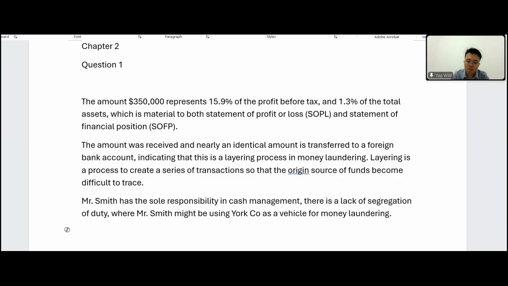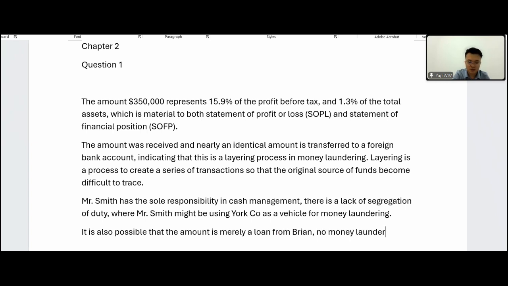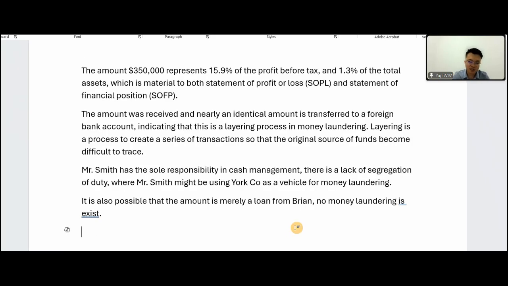Now, of course, this could be a genuine transaction as well. Maybe it is really a loan. Yeah, it is also possible that the amount is merely a loan from Brian. So no money laundering exists. Okay, so that is something that you may highlight. Yeah, no money laundering exists, also possible.